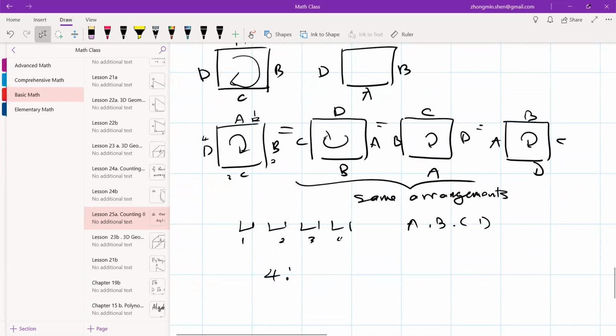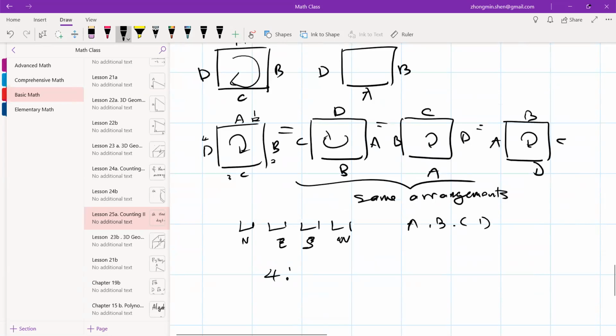You label the chairs on the north side, the east side, the south side, and the west side. If those are fixed, then you put A, B, C, D, four people, in a row. Then you find out that there are four factorial different arrangements.